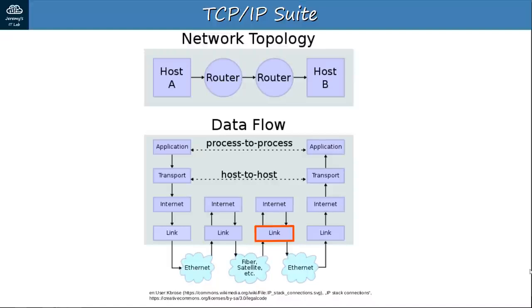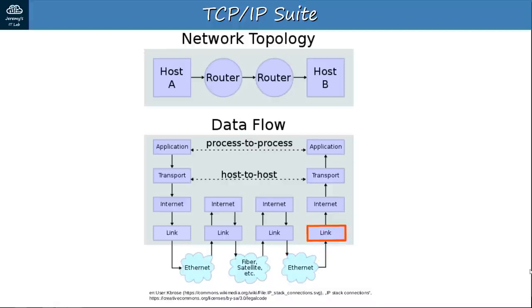At the link layer of the second router, de-encapsulation occurs again, and this router also checks the destination IP address. Once it knows where to send the packet, it is once again encapsulated and sent over some medium, Ethernet cabling in this case, to host B.